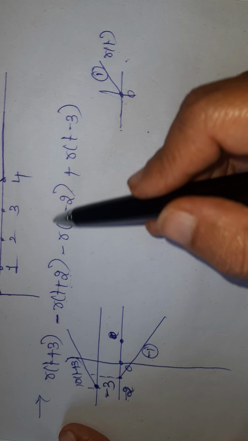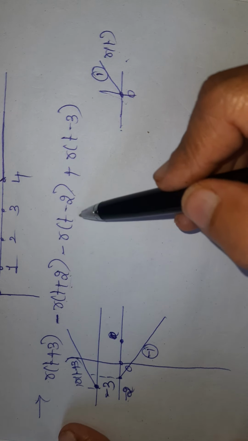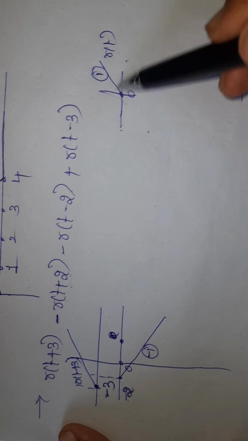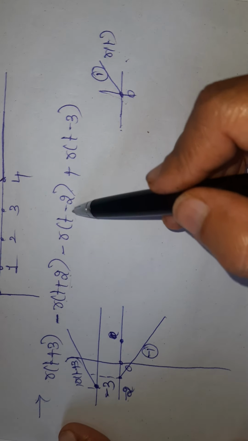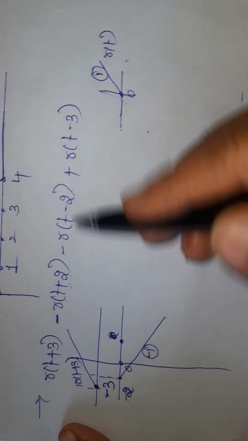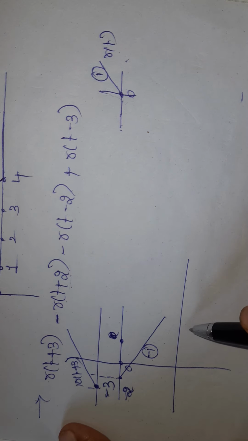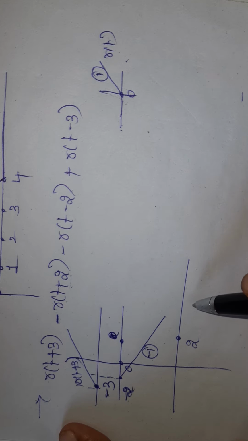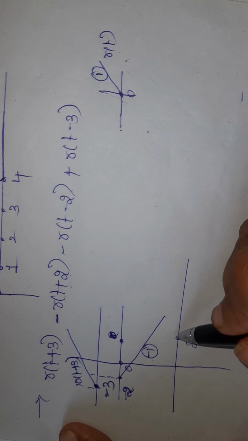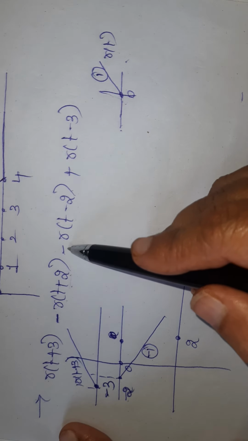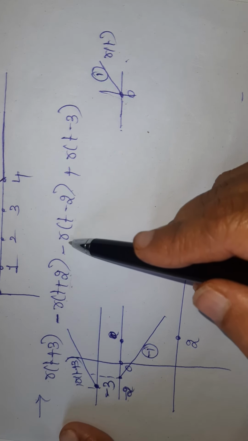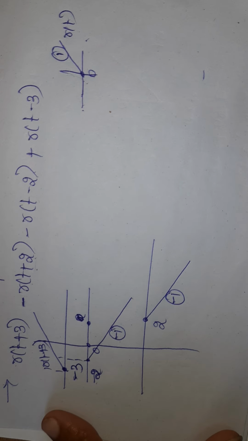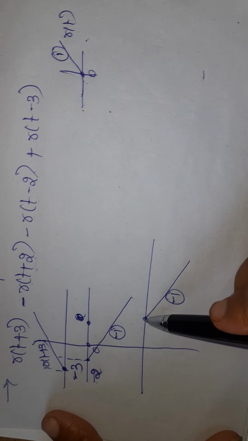Next, r of t minus 2. t minus 2 means delayed version. Delayed version means this r of t is shifting towards right side by 2 units, which is having negative slope. Okay, just consider this as plus 2. So r of t minus 2 but minus slope. So like this I will have from t is equal to 2 onwards.